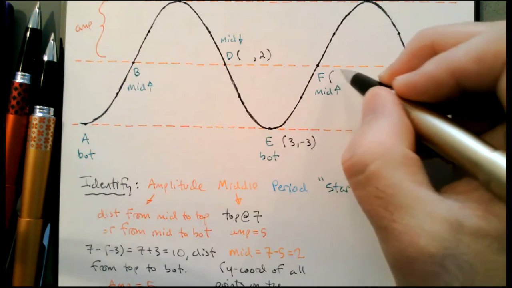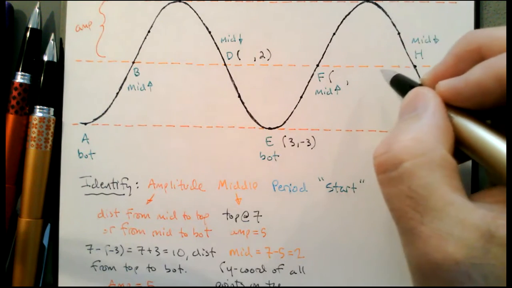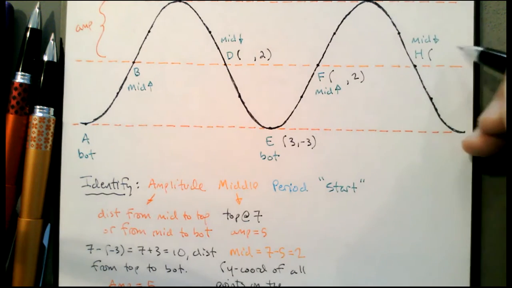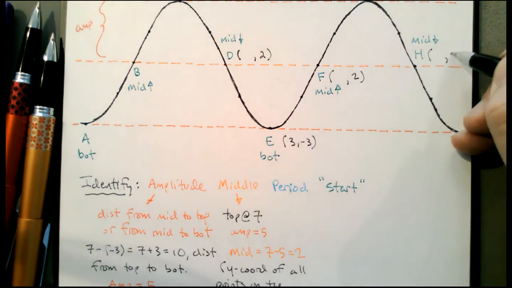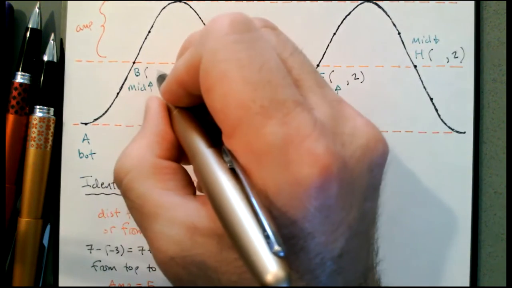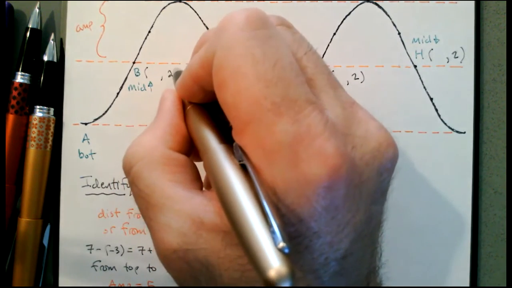Also, this point F, I don't know what the x coordinate is yet, but the y coordinate should be at 2. For this point H, I don't know what the x is yet, but I know the y coordinate should be 2. Forgot one. Back here at B, I don't know what the x is yet, but the y coordinate will be at 2.